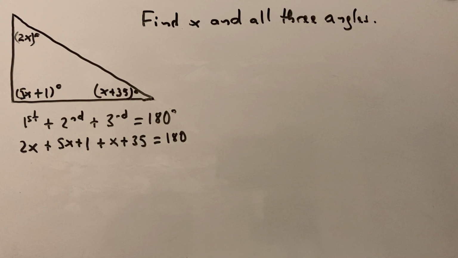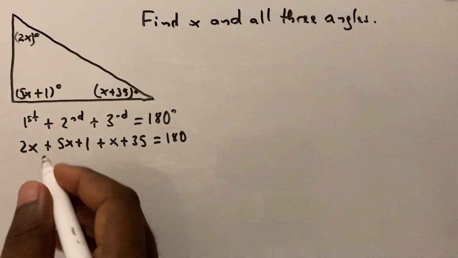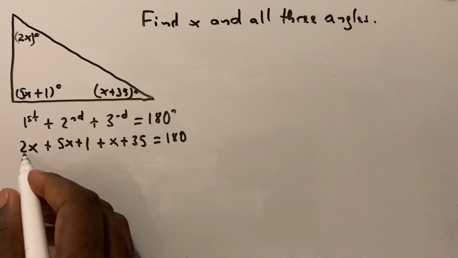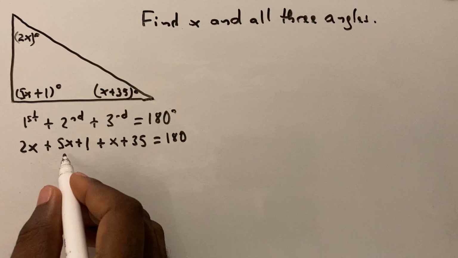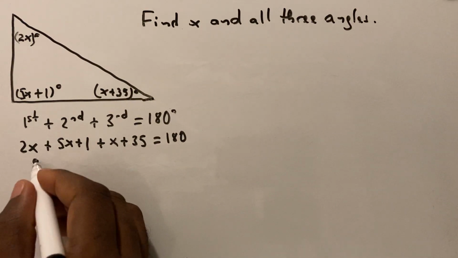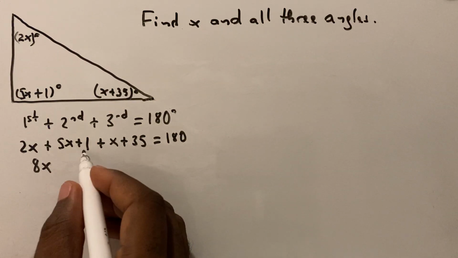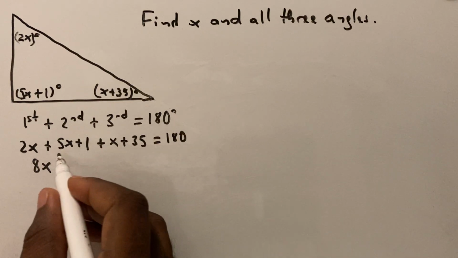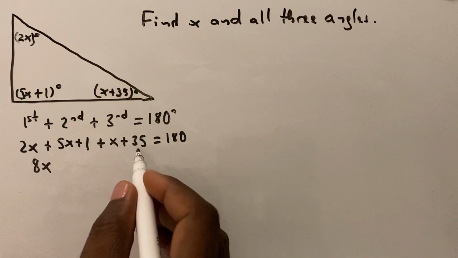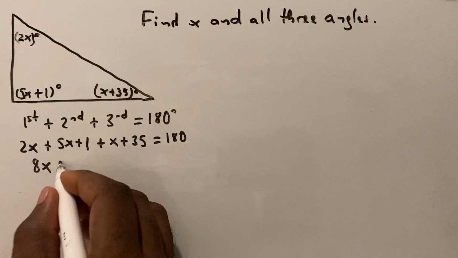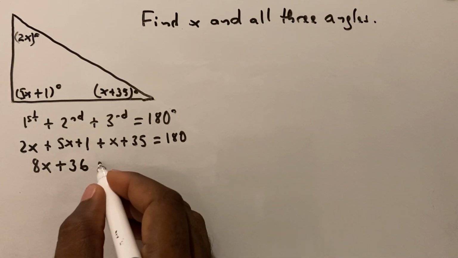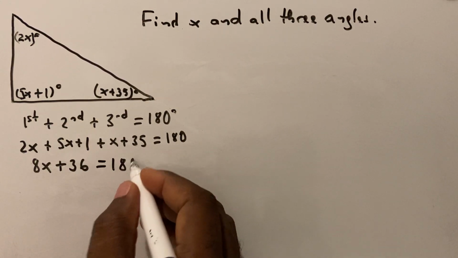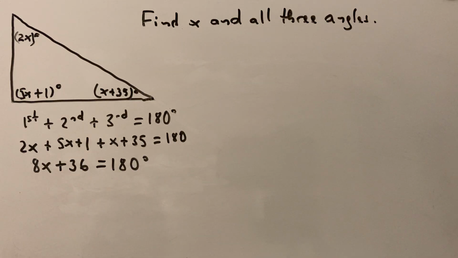Now here we can solve for x, right? To solve for x, combine like terms. 2x plus 5x is 7x, plus x, that's 8x. Then you have the constants here, which are 1 and 35. So 1 plus 35 is 36, equals 180 degrees.